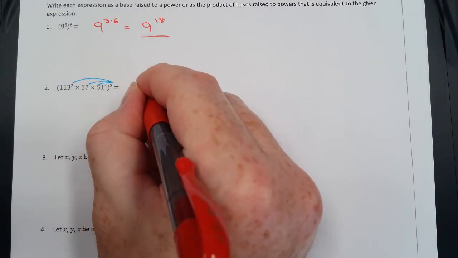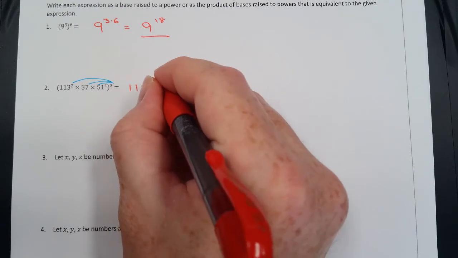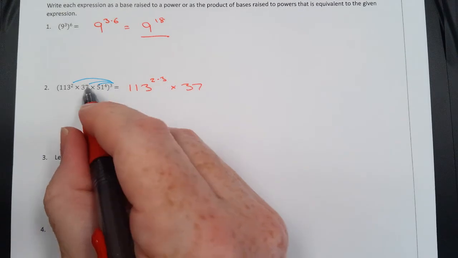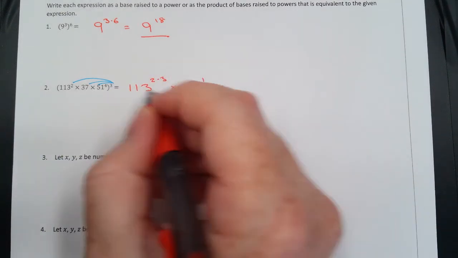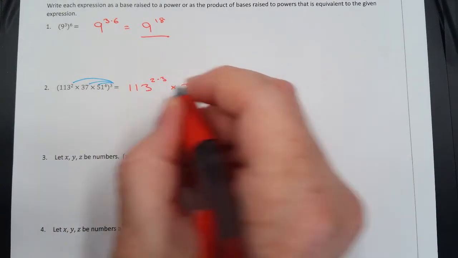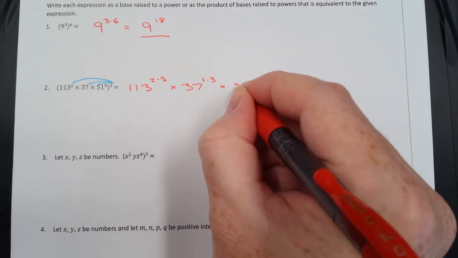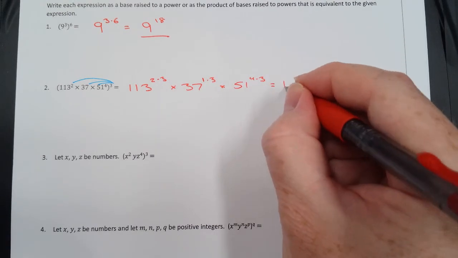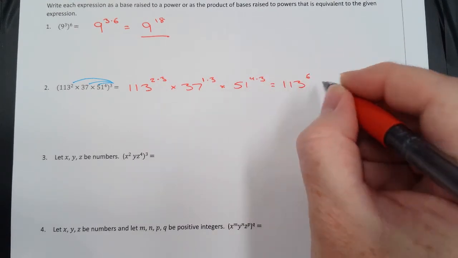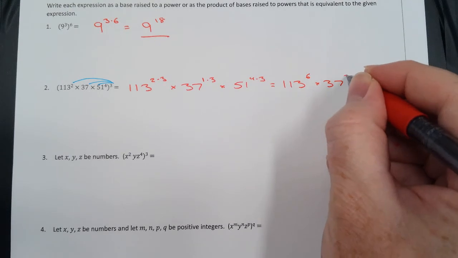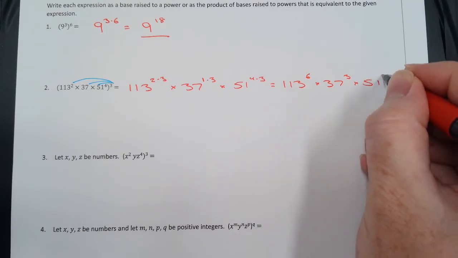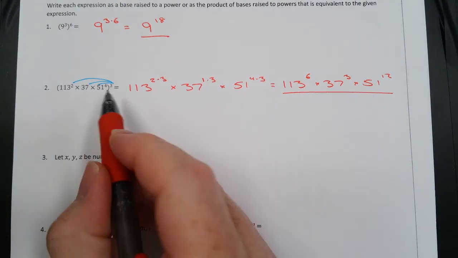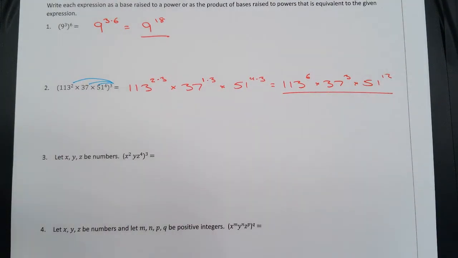So we get 113 to the 2 times the 3 on the outside. This 37, it doesn't say it, but you know there's a 1 there, even if it's invisible. And we multiply it by 3 because that's on the outside. And we do 51 to the 4th times 3. So you should have got 113 to the 6th times 37 to the 3rd times 51 to the 12th, after you multiply the outside exponent by all the exponents on the inside.